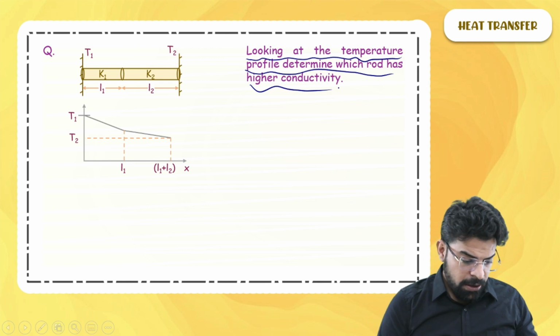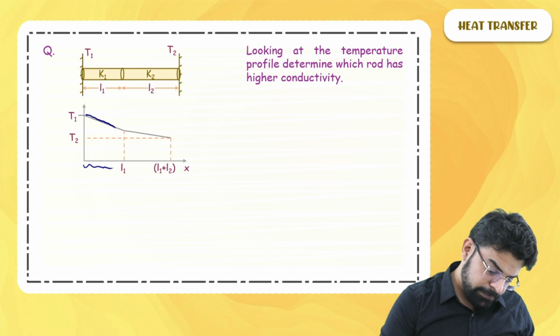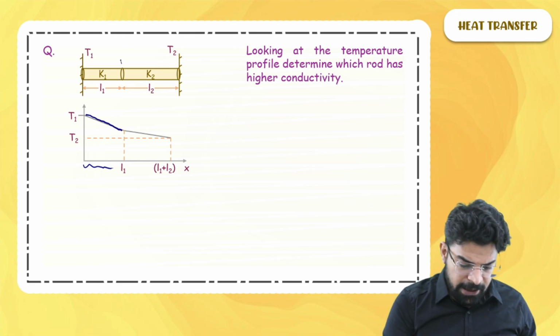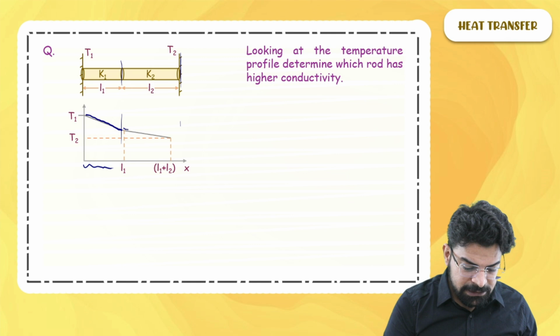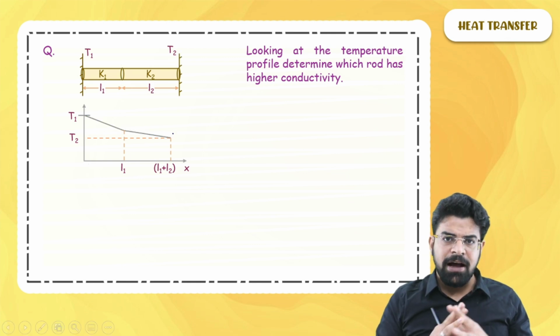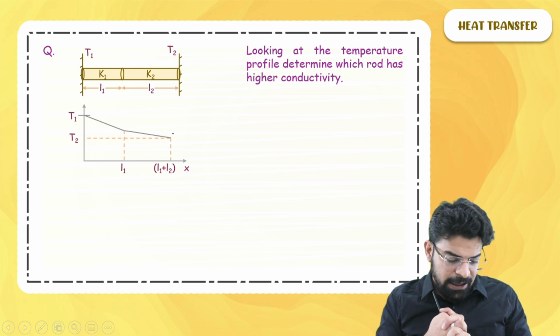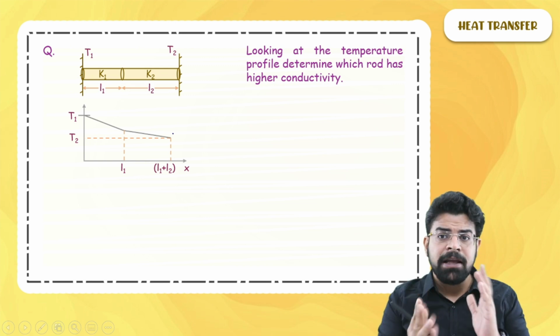From 0 to L1, the temperature drops. And then from L1 till L1 plus L2, the temperature further drops. But just by looking at this graph, I have to tell which is a better conductor, which has higher conductivity. How to compare K1 and K2?